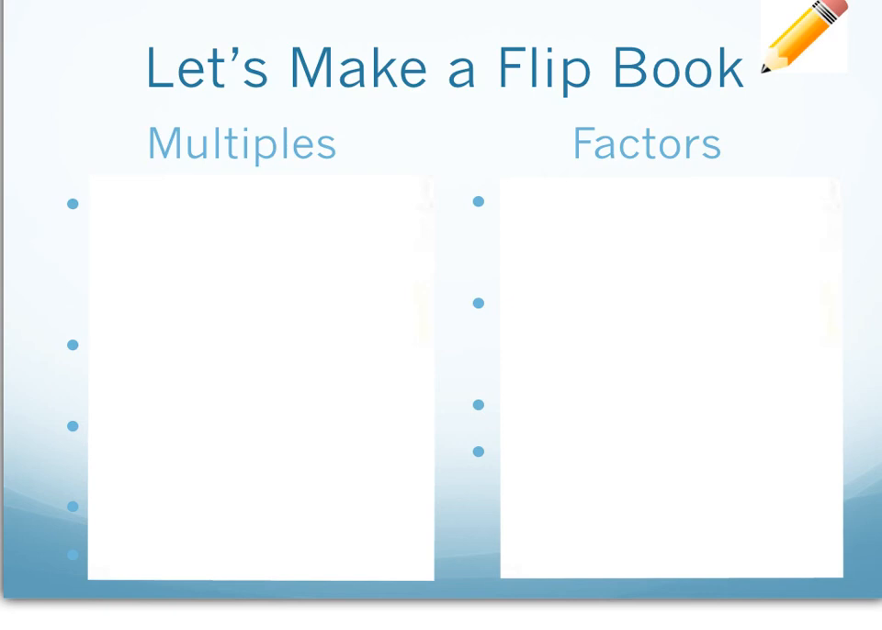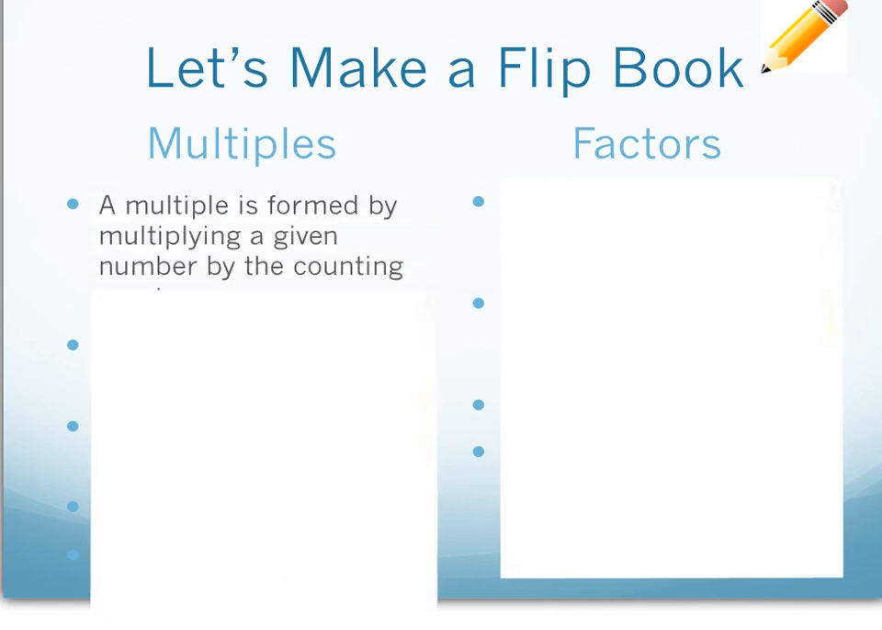What is a multiple? Is there a word that you know, that you think of when you hear that? It sounds kind of like multiply, right? The first thing I want you to write on your flipbook is that a multiple is formed by multiplying a given number by the counting numbers. Counting numbers are just 1, 2, 3, 4, and you can keep going.